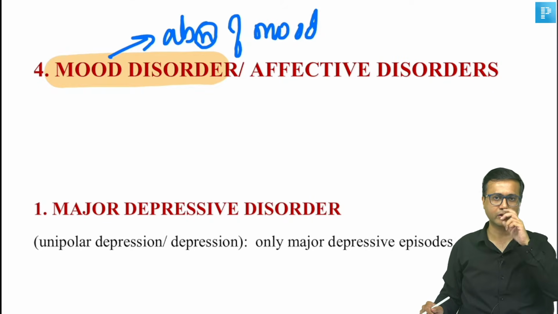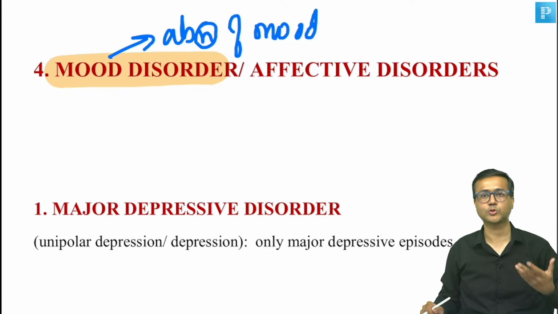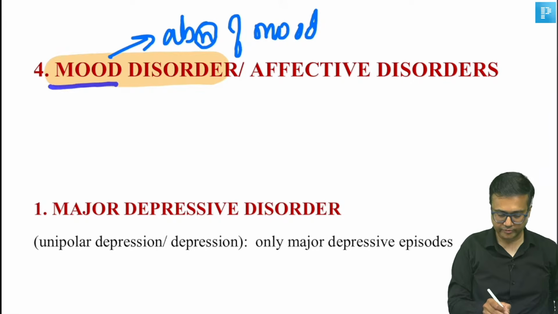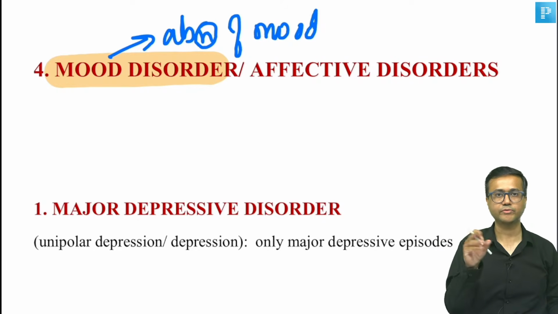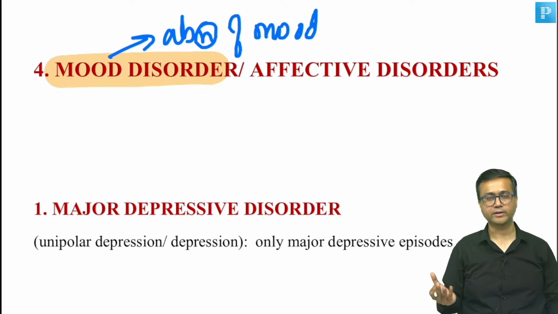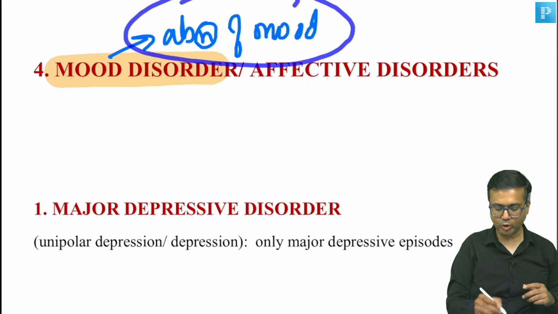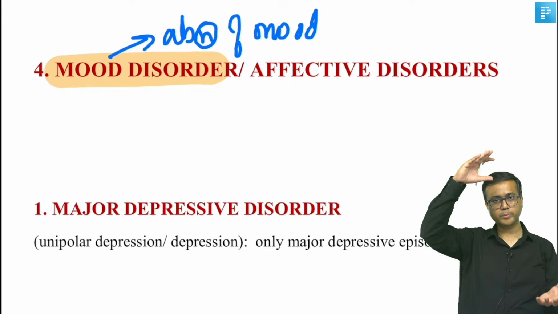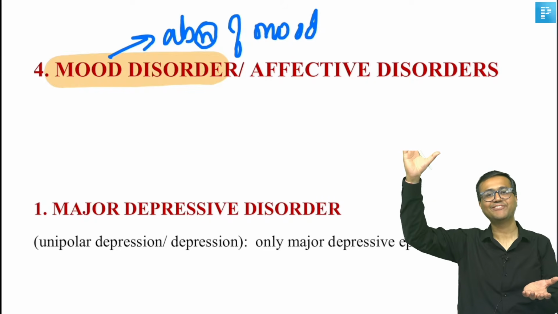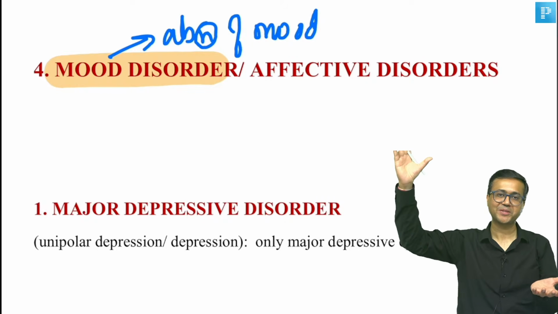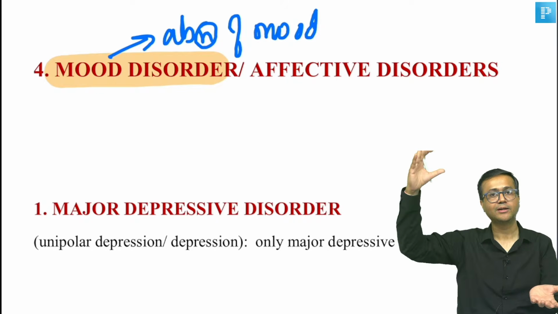So mood disorder is also sometimes referred to as affective disorder. Although we know the difference between what is mood and what is affect, we use this term interchangeably when we say mood disorder or affective disorder. So beta, mood can be abnormal in 2 ways. One is the mood may be very sad, or the mood is very happy. Without any reason, the person is very happy. So either it could be sad or it could be very happy.